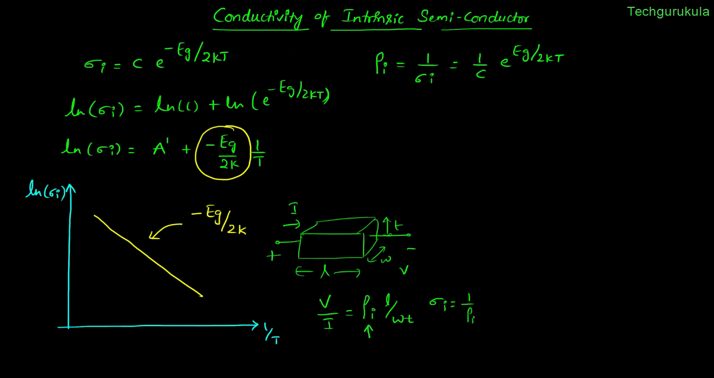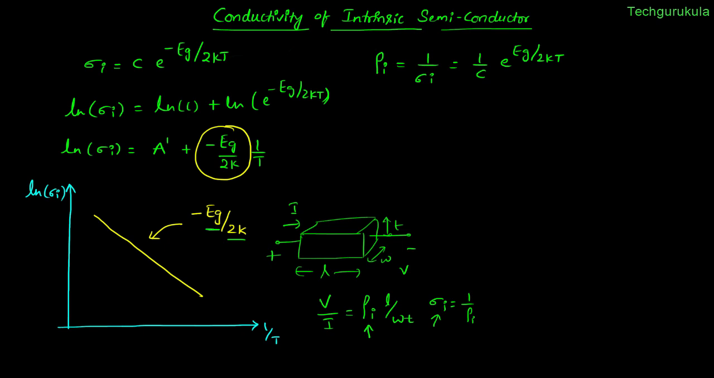So once we know sigma i, now do the same experiment at different temperatures and find out the ln of this sigma i. Then we would get a plot like this, and if you see the slope of this, it would be equal to minus Eg over 2k, where 2k is a constant. So if you substitute, we would be able to get Eg, which means practically you can calculate the energy band gap of a semiconductor. So this is a practical way of actually finding out the energy band gap of a given intrinsic semiconductor.